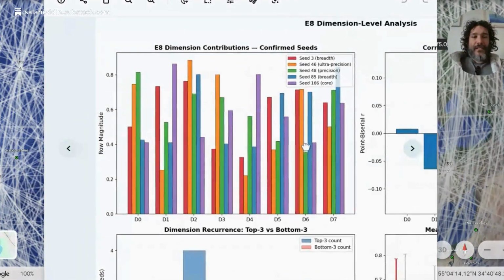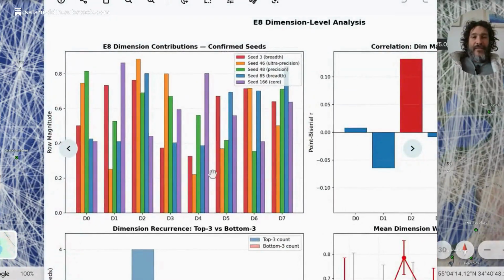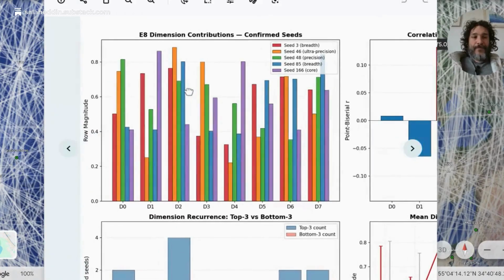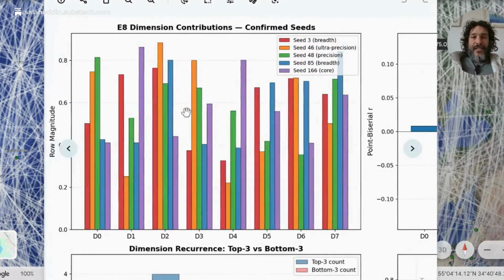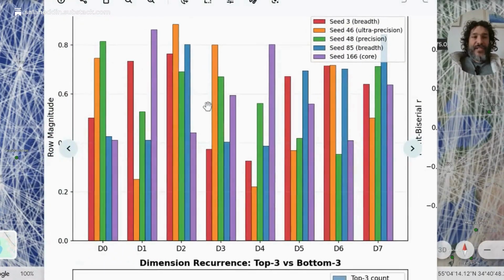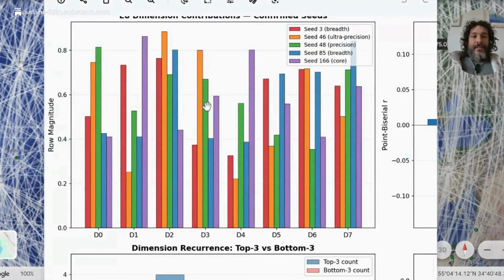So again, if we look at this part of the figure, top left, we can highlight seed 166, which is a suggestive seed, not a confirmed one. Now here is where it gets really interesting. We found a fifth projection, seed 166, that almost passed our test, but its raw statistical score was 0.015, which was very close, but it failed when we corrected for multiple testing.